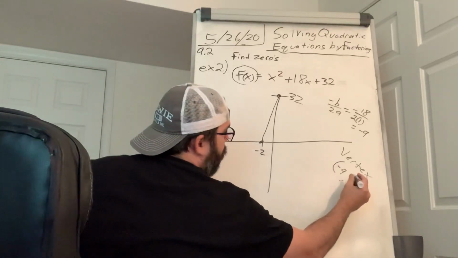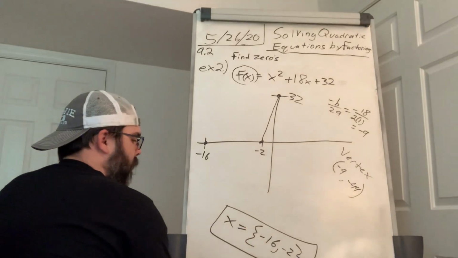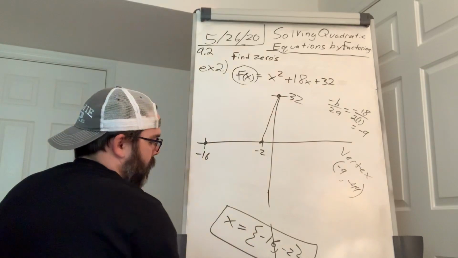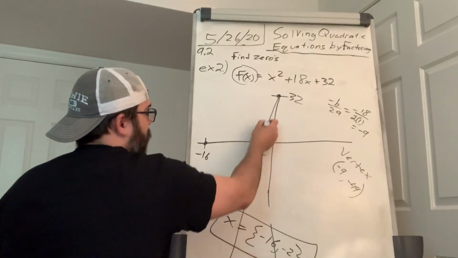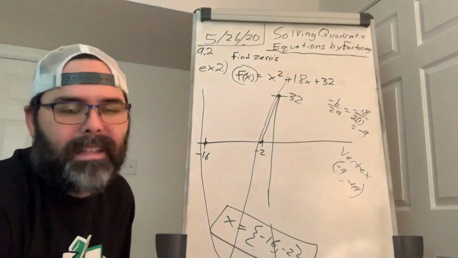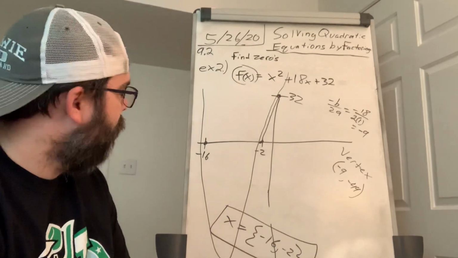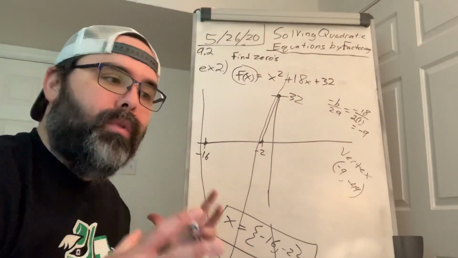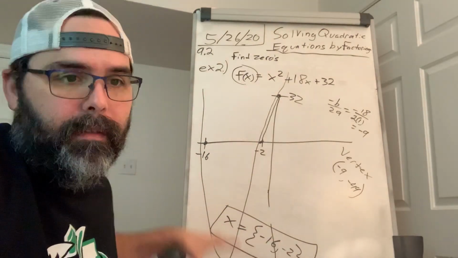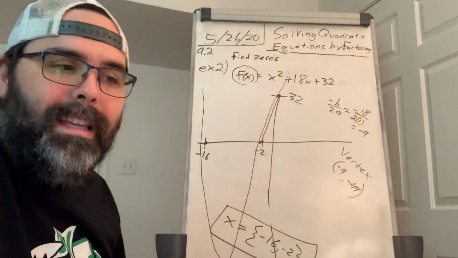So my vertex would be way down here at negative 49. Obviously, this is not drawn to scale, so it's a pretty crappy drawing, but that's essentially how you would do that. But again, the new stuff here, the stuff that we're really focusing on, is finding that negative 16 and negative 2, those zeros, those x-intercepts.